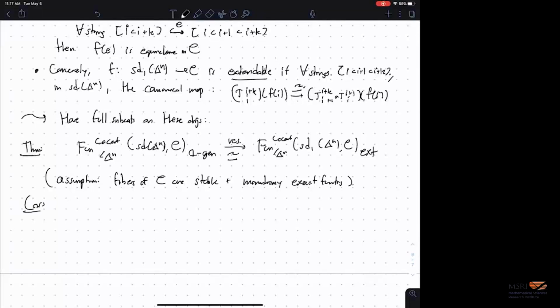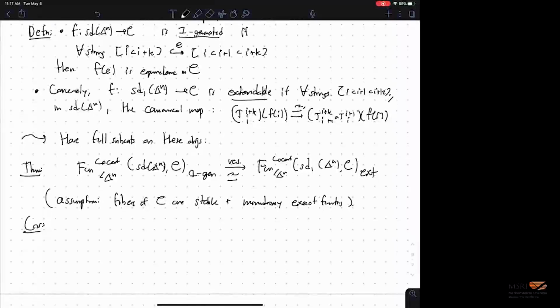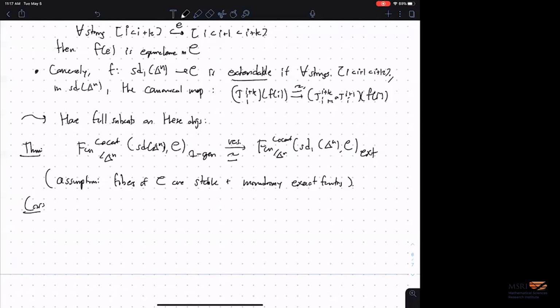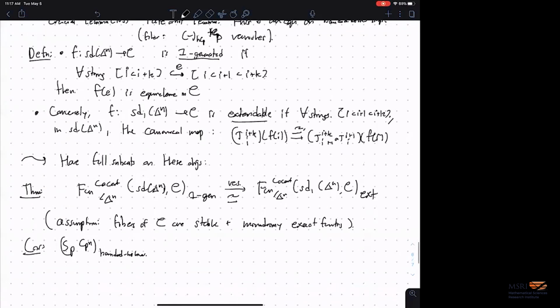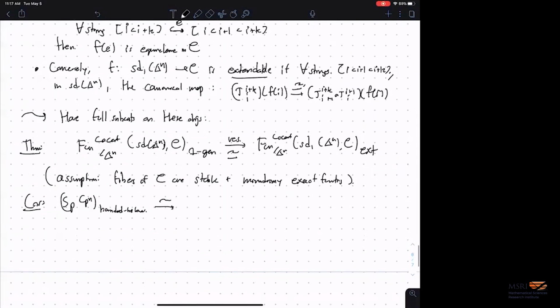As a corollary, if you think about what it means to be one generated and extendable, and you think about the Tate orbit lemma, you'll deduce an iterated fiber product decomposition of CPN spectra in the bounded below setting. The Tate orbit lemma is all about how these bounded below conditions will guarantee that these conditions I wrote down above are satisfied. So bounded below CPN spectra will be equivalent to an iterated fiber product.